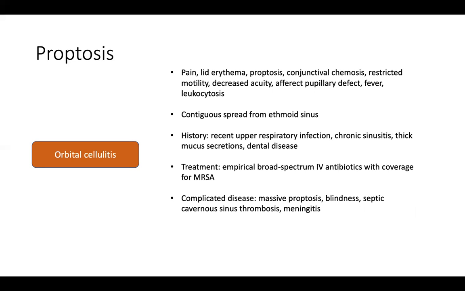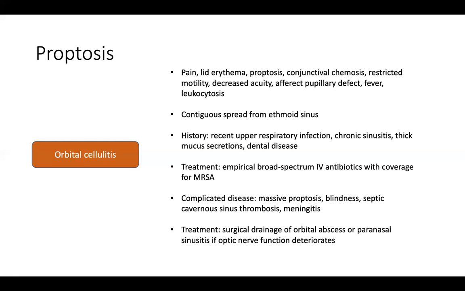Occasionally, orbital cellulitis follows an overwhelming course with massive proptosis, blindness, septic cavernous sinus thrombosis, and meningitis. Prompt surgical drainage of an orbital abscess or paranasal sinusitis is indicated if optic nerve function deteriorates despite antibiotics.